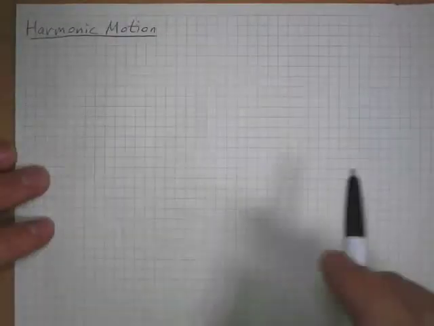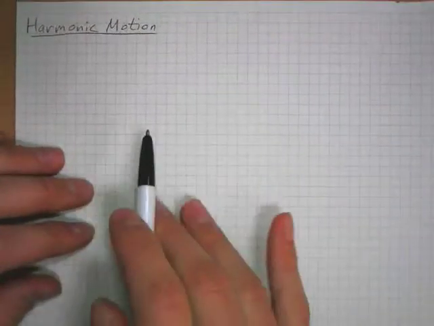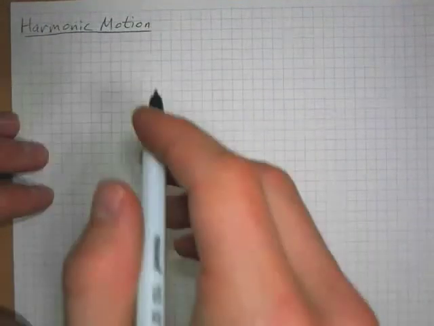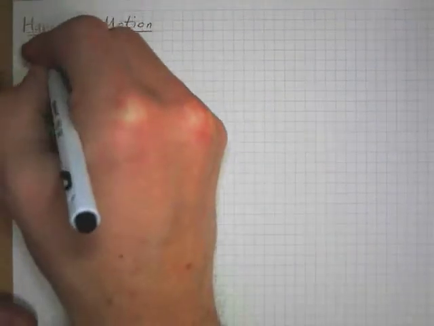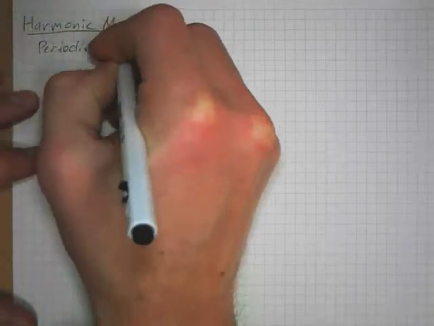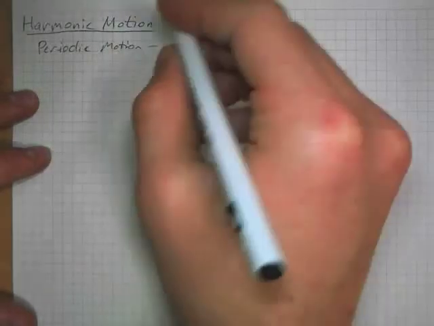We're going to look at oscillations, that is, objects moving back and forth, and particularly at a particular kind of oscillation called simple harmonic motion. First off, a more general term: periodic motion. Periodic motion is any motion that is repeated.